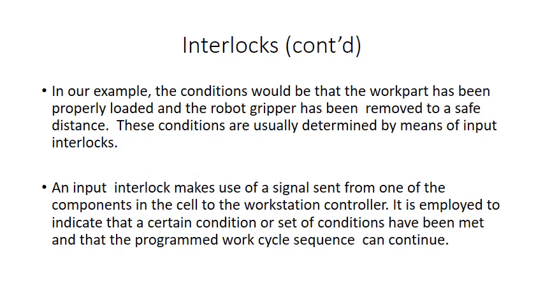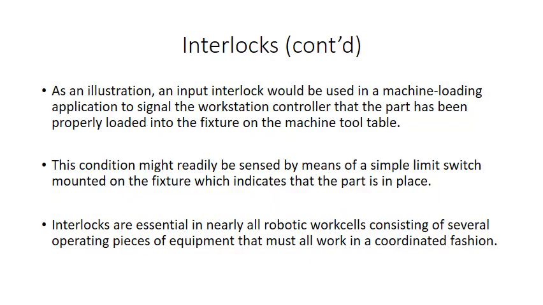An input interlock makes use of a signal sent from one of the components in the cell to the workstation controller. It is employed to indicate that a certain condition or set of conditions have been met and that the programmed work cycle sequence can continue. As an illustration, an input interlock would be used in a machine loading application to signal the workstation controller that the part has been properly loaded into the fixture on the machine tool table. This condition might readily be sensed by means of a simple limit switch mounted on the fixture, which indicates that the part is in place.